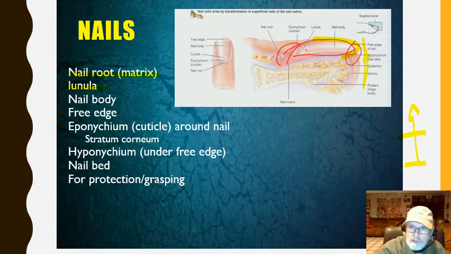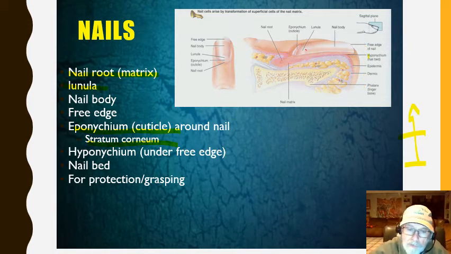Around the edge of the nail, there's also some stratum corneum, which we all know is that thicker layer of the epidermis, and that goes around the area of the nail. That's the cuticle, or the medical term would be eponychium. Underneath the free edge out here, if I look at the edge of the nail that sticks over the end, underneath is called the hyponychium. It's under that free edge.